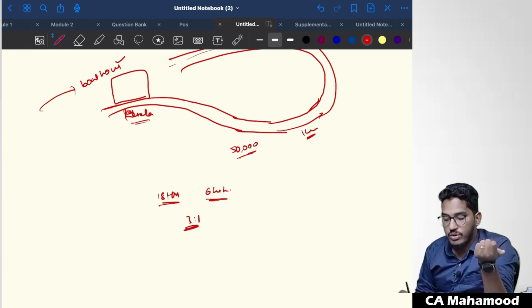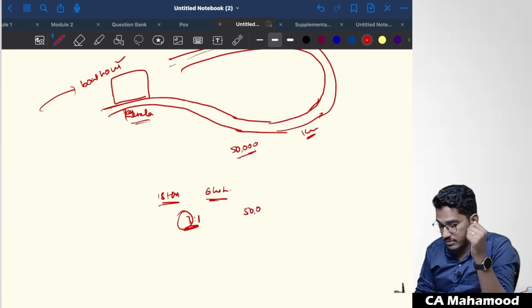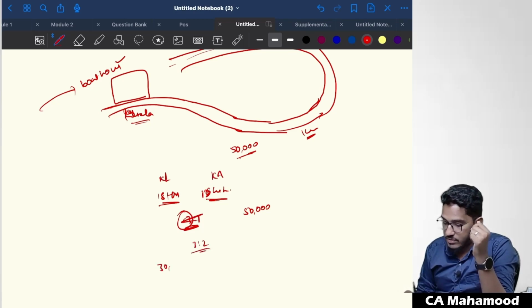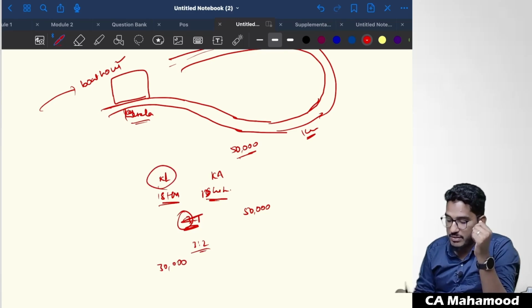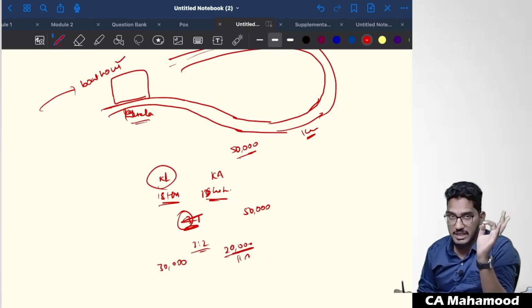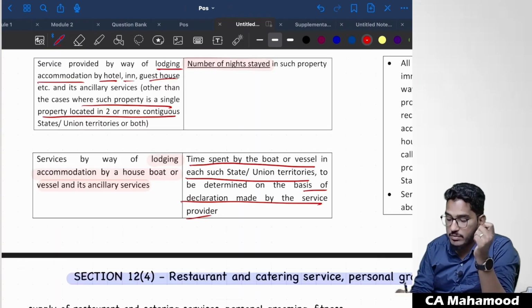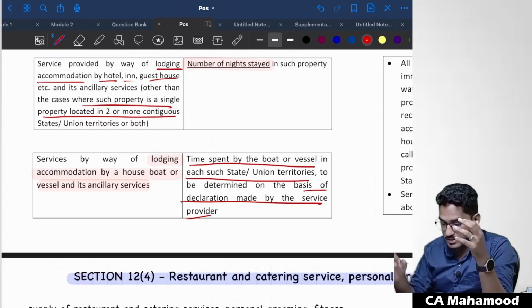So in this ratio, you have to divide the value. For example, if you divide 50,000, so let me put it this way, it is getting difficult. So 18:12 we will keep for ease in calculation. For example, this boat operator is telling, we have spent 18 hours in Kerala, we have spent 12 hours in Karnataka. So it will be 3:2 ratio. For 30,000 value, the place of supply will be Kerala. For 20,000, the place of supply is going to be Karnataka. Able to understand? So this is how, in case the boat house is traveling in more than one state.